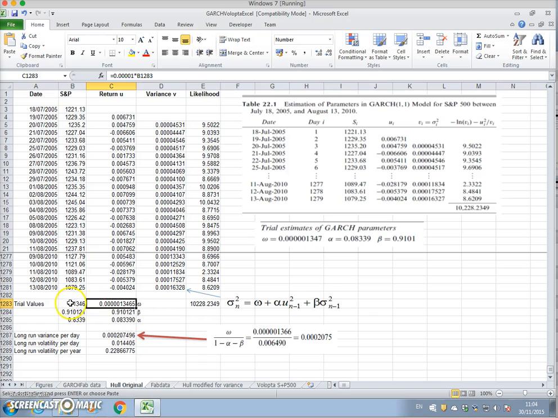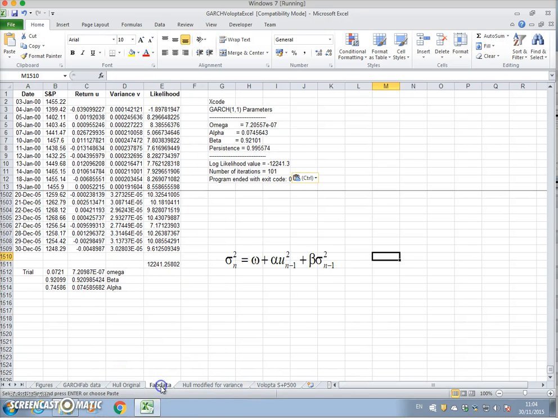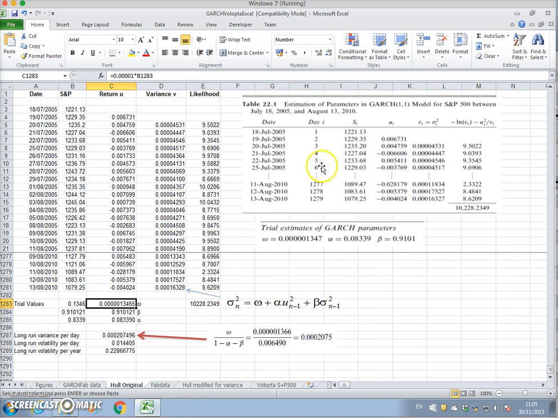We optimized using this setup and we found the same omega, alpha and beta estimate, and this is the specified GARCH 1,1 relationship that was outlined. So using the Volupta S&P 500 data, I performed the same exercise. Basically I ran through the same exercises here.